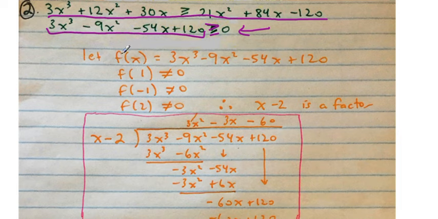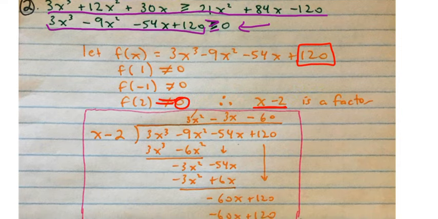I started using the factor theorem, so I assigned f at x equals and gave it that polynomial, and then I started taking factors of 120 and seeing what would give me a remainder of 0, and I discovered that f at 2 equals 0, doesn't equal 0, my bad. F at 2 equals 0, and therefore I know that x minus 2 is a factor. So again, that's using the remainder theorem and the factor theorem.